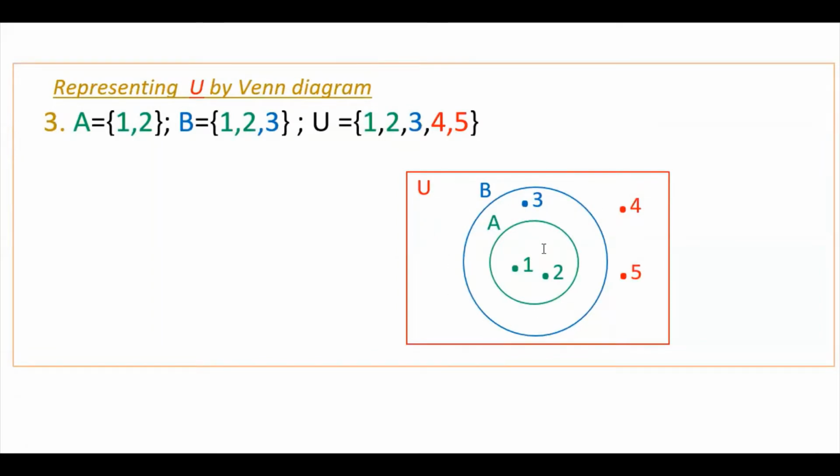Again, here A is a subset of B, so you have to first draw the circle of set B and next set A, because set B includes the elements of set A. Then these are the elements of A and these are the elements of B, 1, 2, 3. And there are other elements, 4 and 5, in the universal set. You have to put the elements 4 and 5 in the universal set. So this is the representation of the universal set by a Venn diagram.